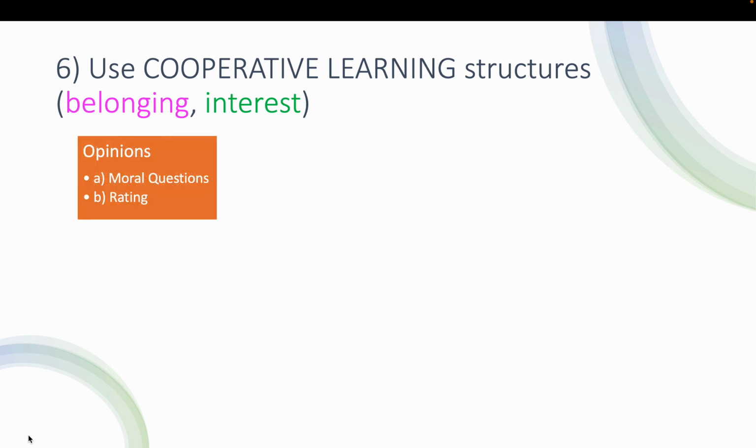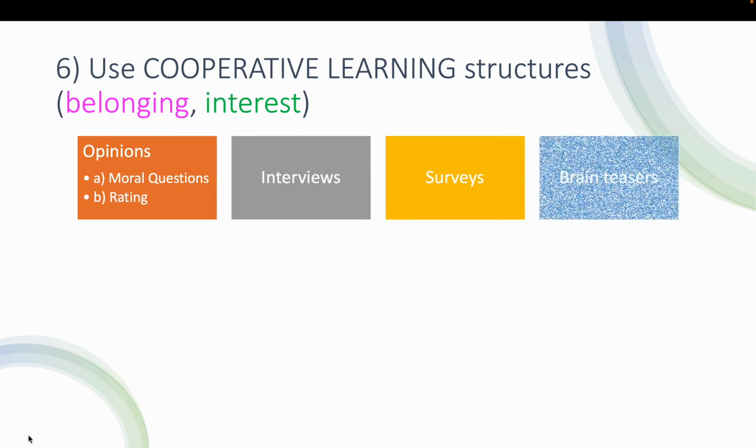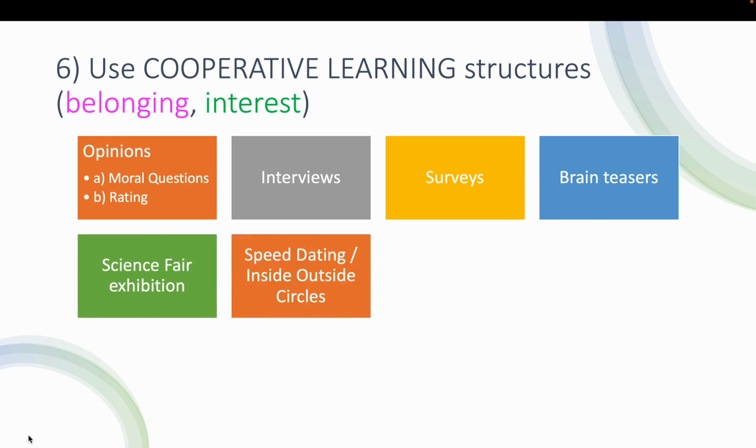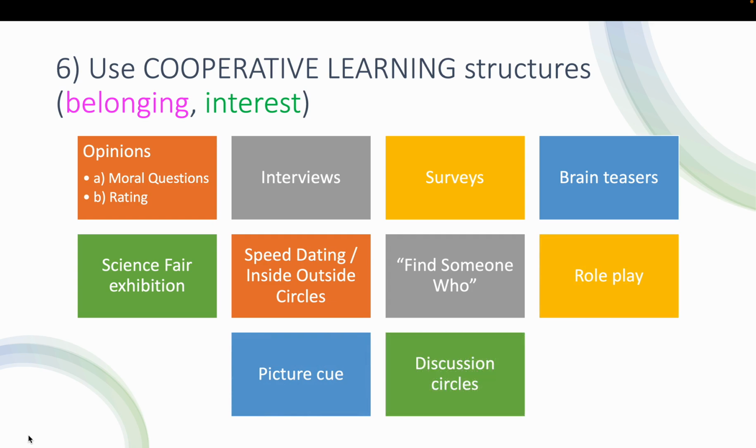And these are activities like opinions, interviews, asking students to go conduct surveys, for example, who eats their lunch in the cafeteria, solve a brain teaser puzzle together, do the science fair, we talked about that, get students to talk about a topic for 1 minute and then switch partners, kind of like speed dating. The "find someone who" activities: find someone who has a brother, find someone who traveled to India, find someone whose favorite color is red. You can get them to do role play. It's a bit more sustained. You can have a picture cue, so describe the picture. You can get them to do discussion circles. These are just some activities of cooperative structures.